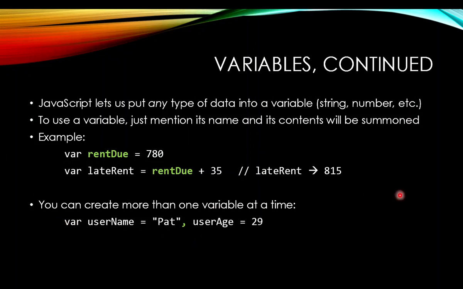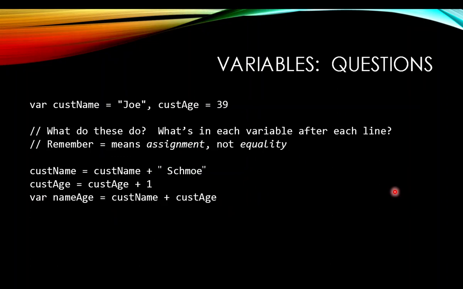But we want to look a little more deeply and make sure that we understand. Let's look at some other examples, right? So here are some questions to see if we can answer. First thing is, if we have a variable that we're creating called custName and we put Joe into it and we take custAge and we put 39 into it, the question is, what does each one of these do? Keep in mind, when you see the equal sign, it does not mean equal. Maybe don't even read it as equal. Say custName gets the value of. CustName is assigned the value of, right? Think of it that way and read it that way and that'll help.